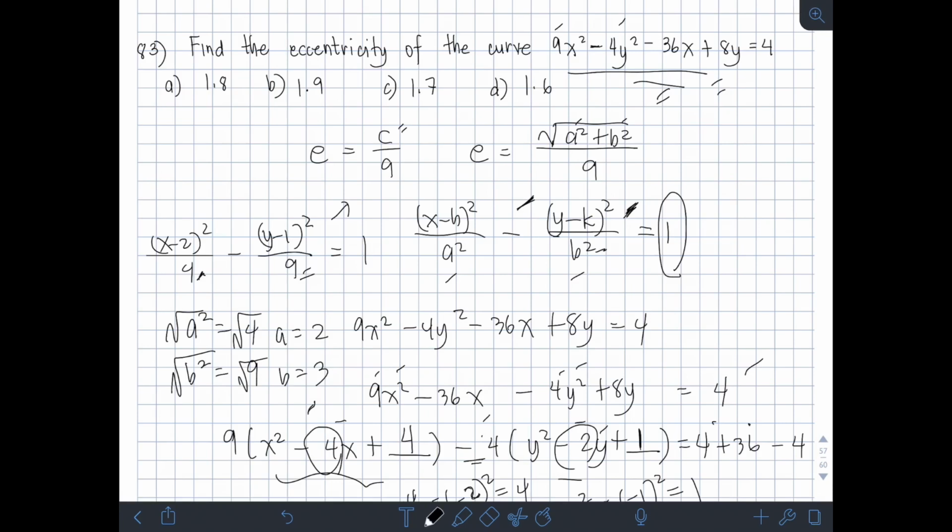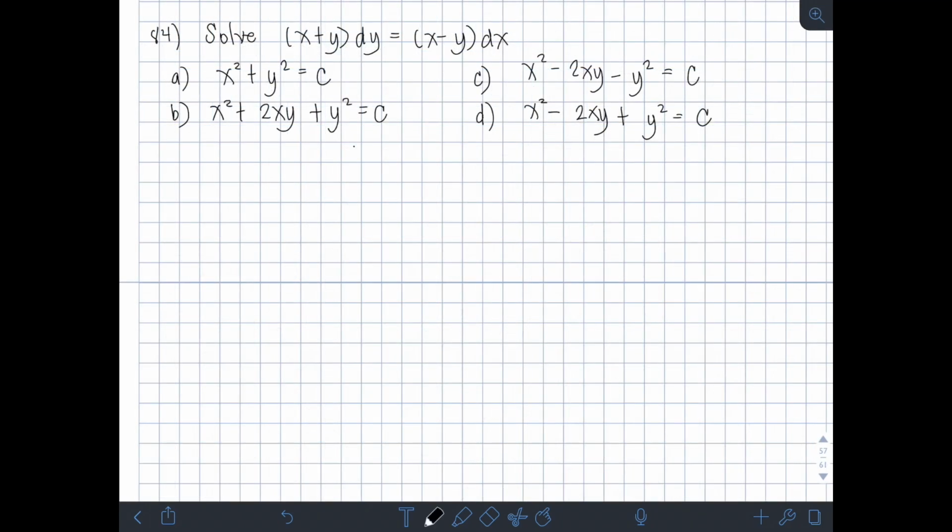Okay? Now, we substitute into the formula. Eccentricity is equal to the square root of a squared plus b squared, so 2 squared plus 3 squared, over a which is 2. So, using a calculator, what value of e do we get? E is 1.8. Okay, so therefore, the answer is letter A.